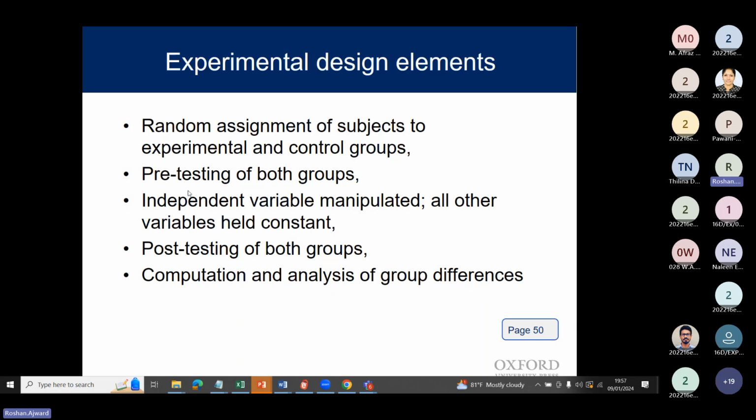Then what you did was you gave the pre-test. Right? You gave the exam right before you give any training. Then the independent variable is manipulated. What's the independent variable? Their knowledge. The experimental group was given the training. That's the independent variable. Then you post-tested both groups. You again gave another exam to both groups, the trained group as well as the untrained group, the experiment group and the control group, and you compare the differences.